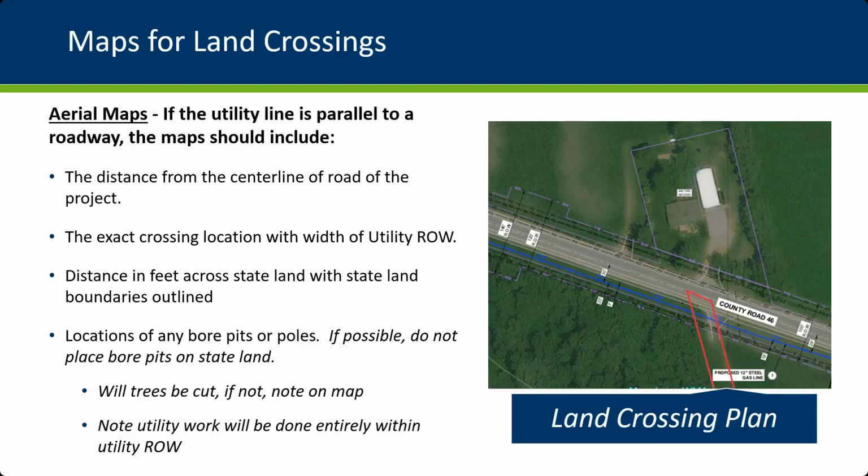Aerial maps for land crossings should show which side of the road the line will be installed, the distance from the center line of the road with exact crossing right-of-way locations, distance in feet across the state land with state land boundaries outlined and split by 40, and locations of any bore pits or poles. Please attempt to keep bore pits outside of state land. If trees will be cut, please note that on the map.